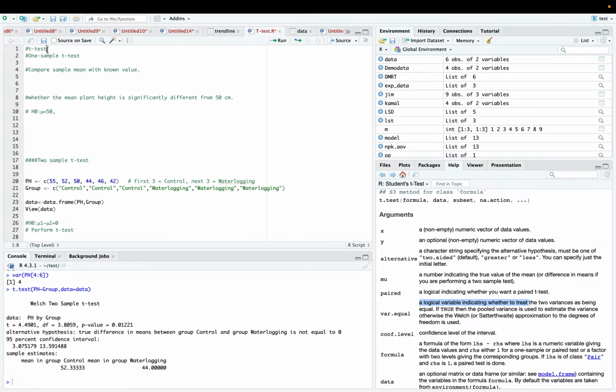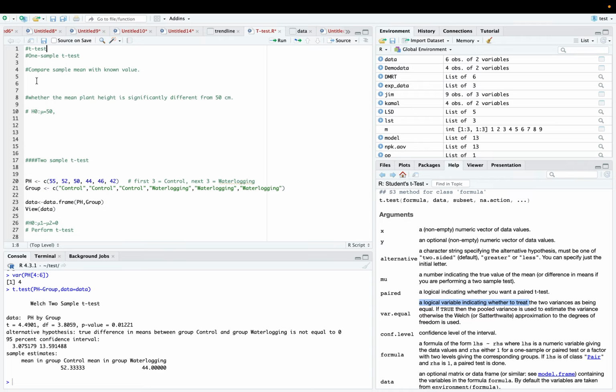Bear in mind, the main difference between ANOVA and t-test is that ANOVA, analysis of variance, can work with more than two groups. But t-test is only possible if your sample size is smaller and the group is only two. There are two types of t-test. First one is one sample t-test, and another one is two sample t-test, and I will show both here.